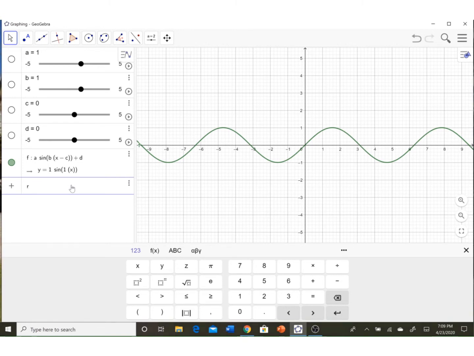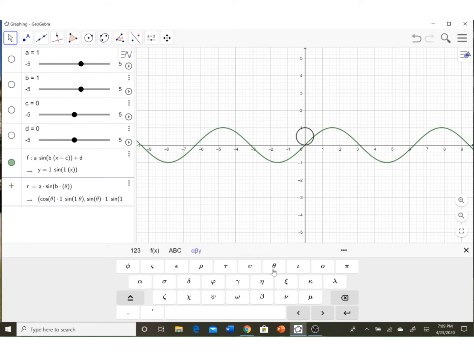Type in r equals a times sine theta. You have to do b first, times theta minus c. Now to get theta, you go to your keyboard here and notice above there's the Greek letters. You pick theta minus c, exit that, and then go plus d. And you have that. Now, you can play around with the Cartesian form of the trigonometric function or the polar form of the trigonometric function. But the nice thing is we got them both together.